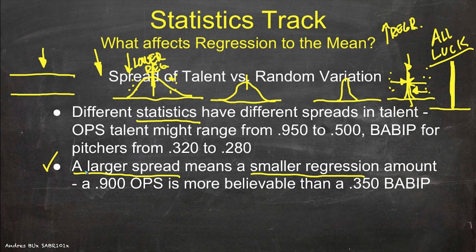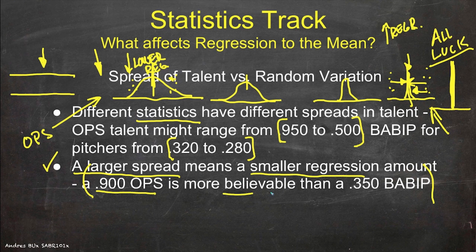And in baseball terms, if you're interested in baseball, understand that BABIP is ranging from 320 to 280. OPS has a much larger range. The spread is much different in both of these metrics. BABIP is more like this. OPS is more like this. So OPS actually doesn't regress as much as BABIP does. The rule of thumb might be that a 900 OPS is more believable and you regress less than a 350 batting average on balls in play.